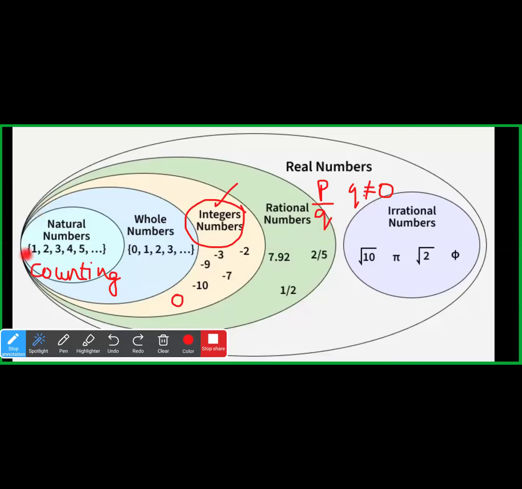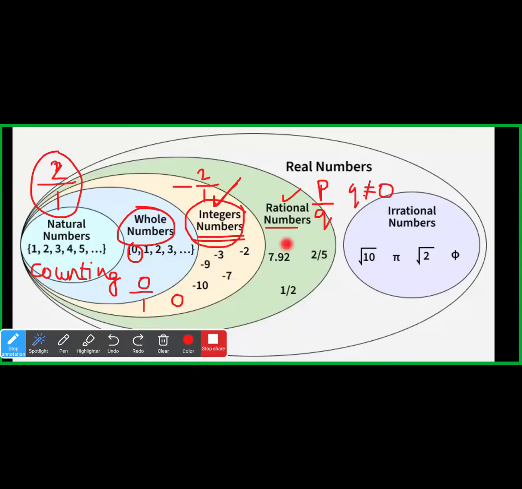Suppose we consider the natural numbers. If you take 2, you can write it in the form of 2 by 1. So 2 by 1 means it's a rational number. If you take a whole number, suppose 0, 0 also you can write as 0 by 1. Nothing in the denominator means 1. So whole numbers are also included in the rational number set. Integers are also included in rational numbers. If you take negative 2, negative 2 means negative 2 by 1. That is also included in our rational numbers.